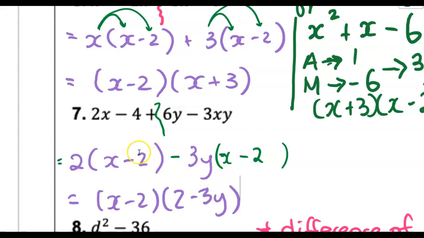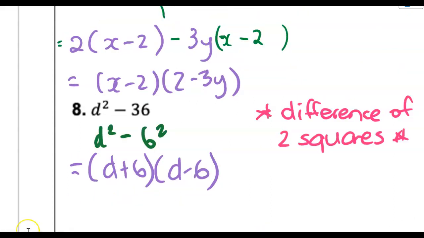In doing it that way, I can now factorise out x minus 2, which is common to those brackets. And what do I have in here? I'm going to have a 2 and a minus 3y. Question 8, d squared minus 36.